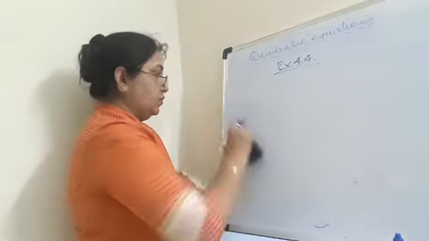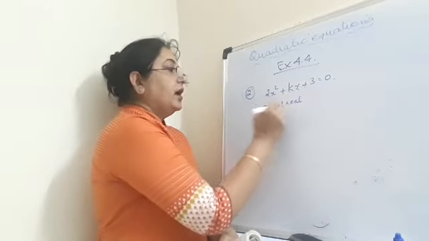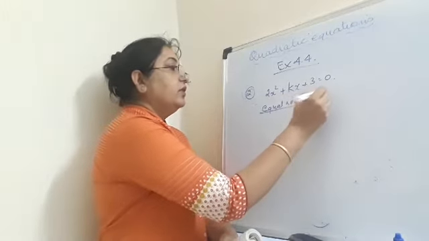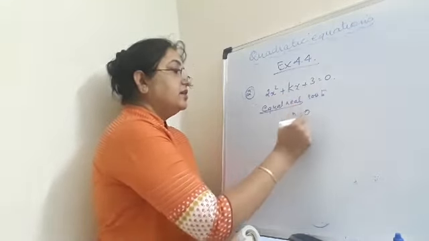Now, coming to question number 2. Question 2 says, find the value of k for each given equation which have two equal real roots. So the equation is 2x square plus kx plus 3 is equal to 0. Now the condition given to us is that it has two equal real roots. And for two equal real roots, we know that the discriminant is equal to 0.